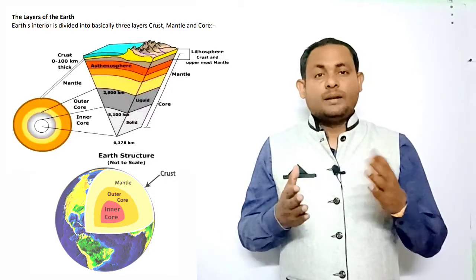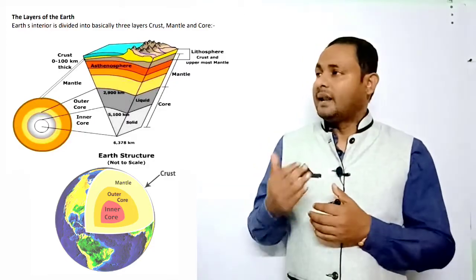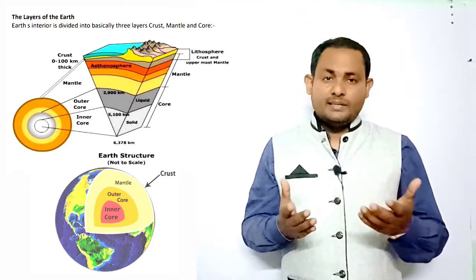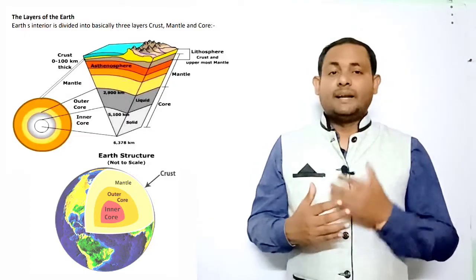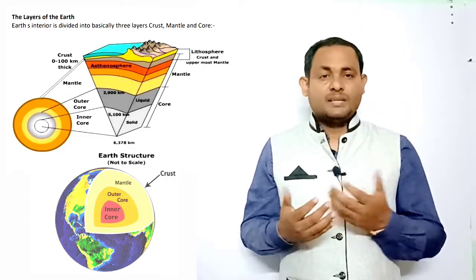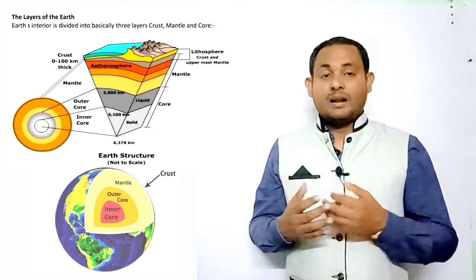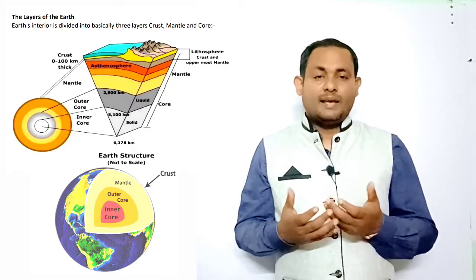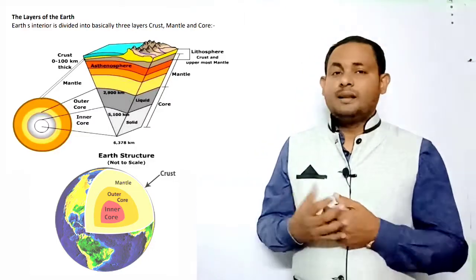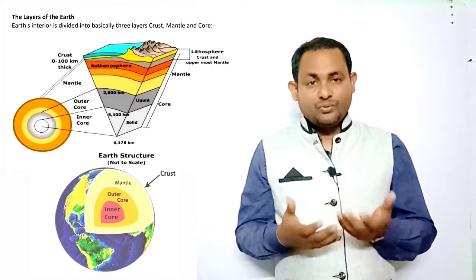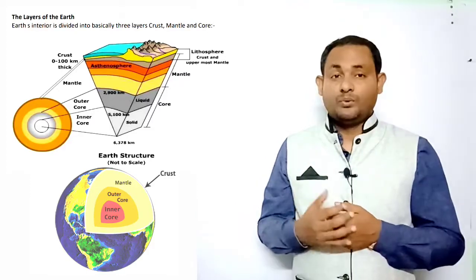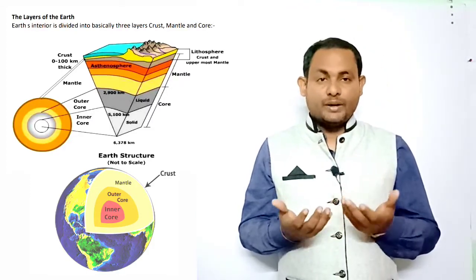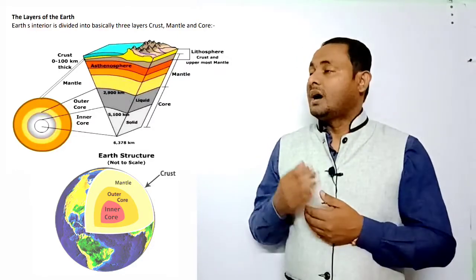The next important layer is the lower mantle, which extends beyond the asthenosphere and is in the solid state. The major constituent elements of the mantle are magnesium and silicon, hence this layer is termed SIMA. The mantle makes up about 84% of the earth's volume. Listen very carefully: the mantle makes up about 84% of the earth's volume.